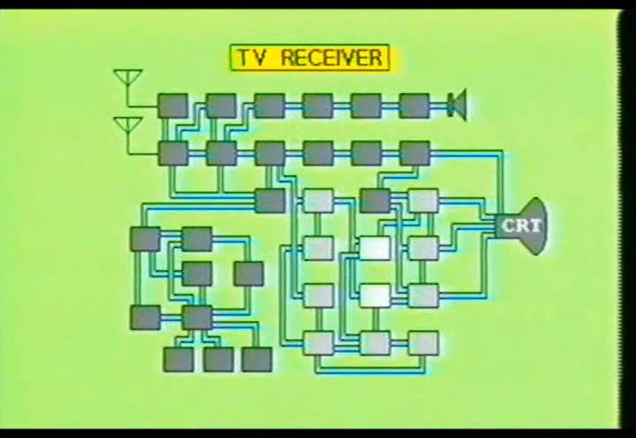Now let's examine the demodulator stages contained in a color television receiver. As you can see, there are two demodulator stages. Both of these stages are required in the receiver to reverse the process of the two balanced modulators at the transmitter.